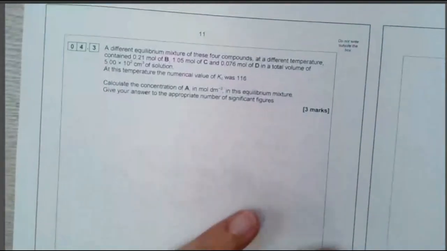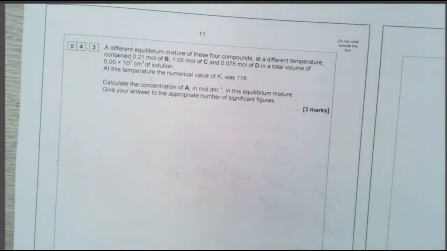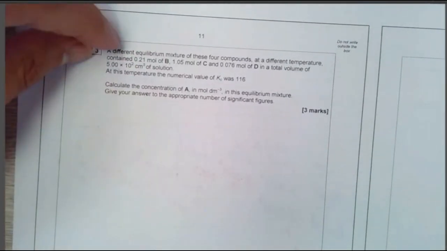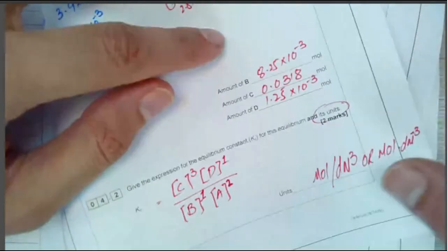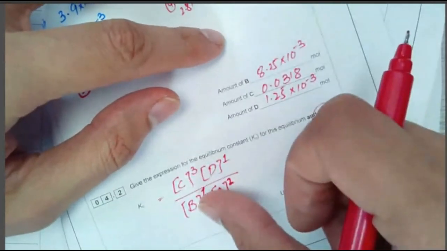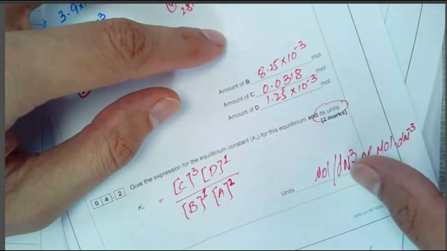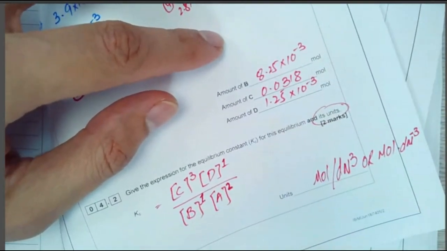This question says a different equilibrium mixture of these 4 compounds at a different temperature contained this many moles of B, C, and D in total volume of this much solution. For this temperature, the numerical value of Kc was 116. Calculate the concentration of A. Now this time, because my Kc has a unit, I can't use moles in this equation. If Kc has no unit, then I can use moles straight away, because then the volumes will cancel out, but that's not the case in this. So I'll have to convert these moles into concentration.